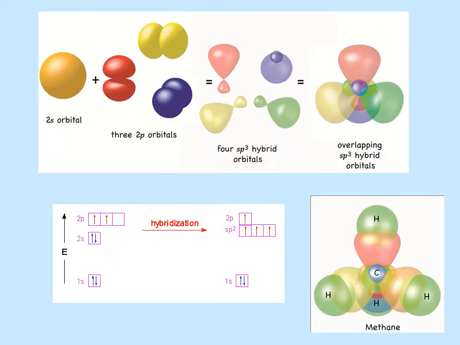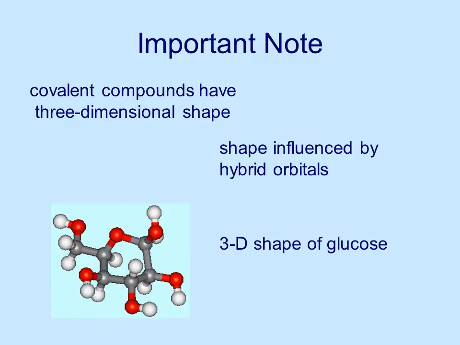Carbon, as I mentioned, is very reactive. Carbon has two 2s and two 2p electrons. The 2s electrons can be hybridized into the p levels, and you can form what's called sp3 hybrid orbitals, and we have a tetrahedral configuration, as you can see, for methane. Now, keep in mind that covalent compounds have a three-dimensional shape, and this shape, as I hope you have been able to pick up, is influenced by hybrid orbitals.